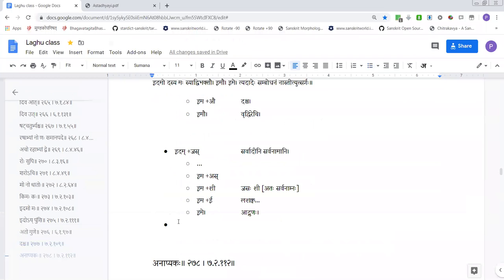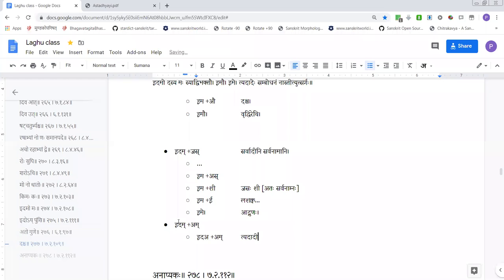Idam plus am. Idam plus am, what will happen? Idamo maha cannot apply because it is very specific for su pratyaya following. Su is not following, am is following. So tyadadinam a will apply. So you will get ida plus a plus am. So ida, a, and then am. By what? Tyadadinam a. Are you with me so far?